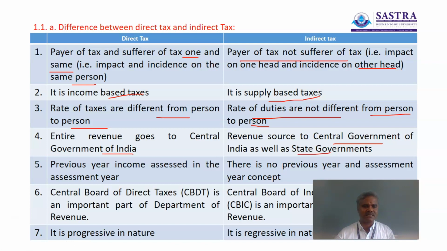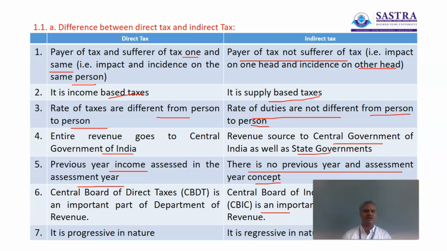In direct tax, previous year income is assessed in the assessment year. Usually the current year income is liable to pay tax the next year. But in indirect tax, there is no previous year and assessment year concept. Every accounting year, you have to pay tax. And the sixth one: the Central Board of Direct Taxes, CBDT, is an important part of the Department of Revenue. But here, the Central Board of Indirect Taxes and Customs is an important part of the department.